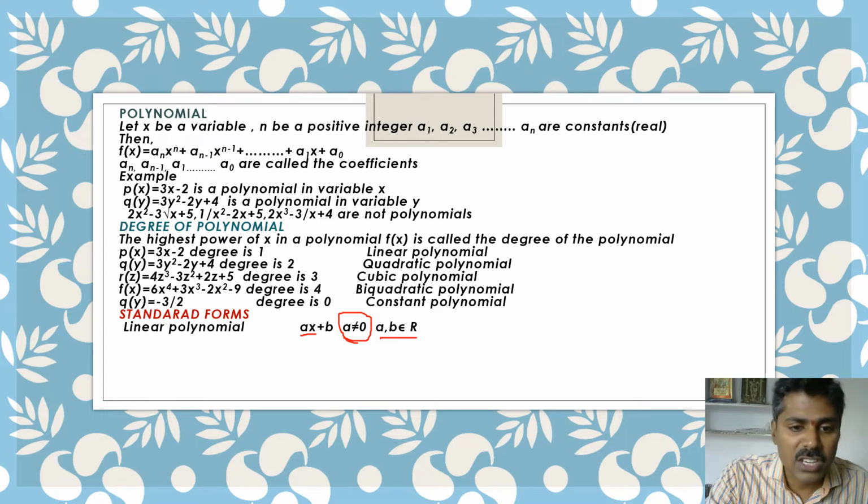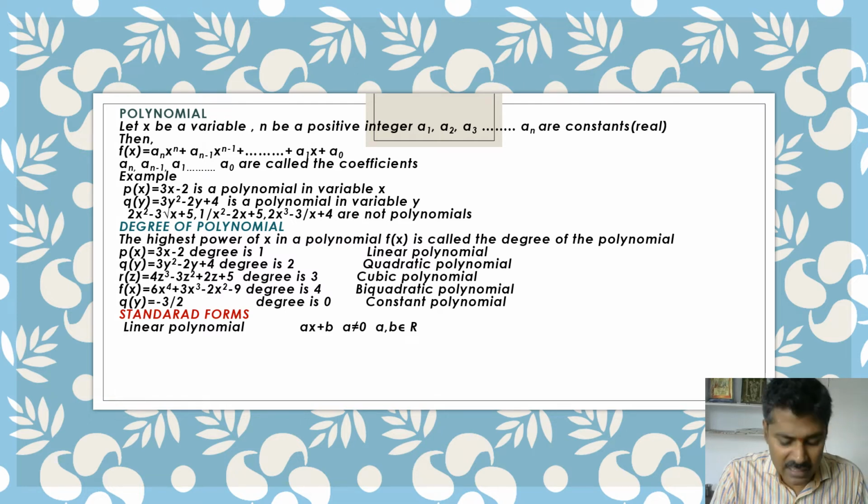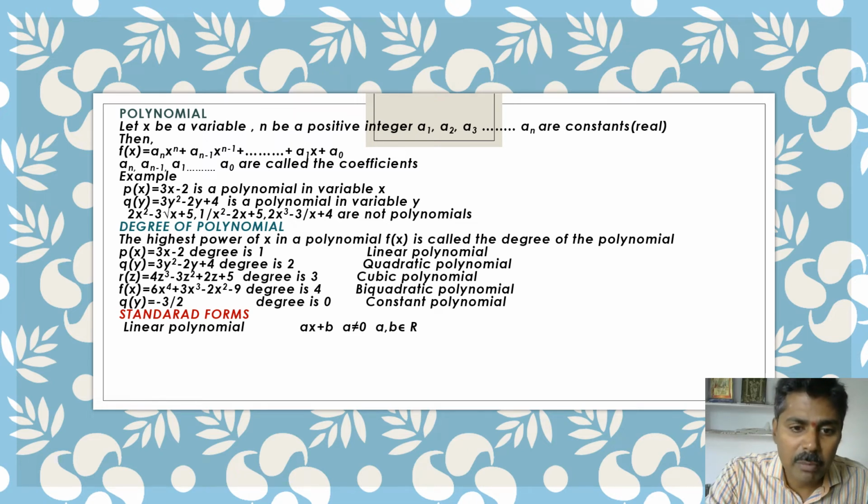So for a linear polynomial, the highest degree term should not be equal to 0. The highest degree is 1 here, so that term should not be 0. Hence that coefficient must not be 0. That's the case of the linear polynomial. This is the standard form. Standard form means a linear polynomial containing two terms. A linear polynomial may contain a single term also, but it is not in standard form.